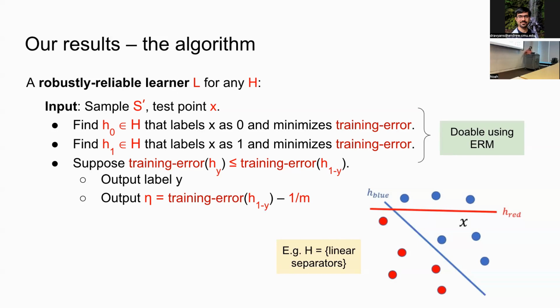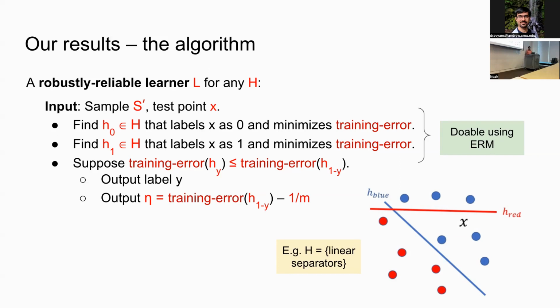And H blue is the best classifier, which predicts X as blue and minimizes the training error. So these are the two classifiers in this case. Clearly, H blue seems to have the lower training error, and we can use this to compute both the best label Y and the certification radius eta.